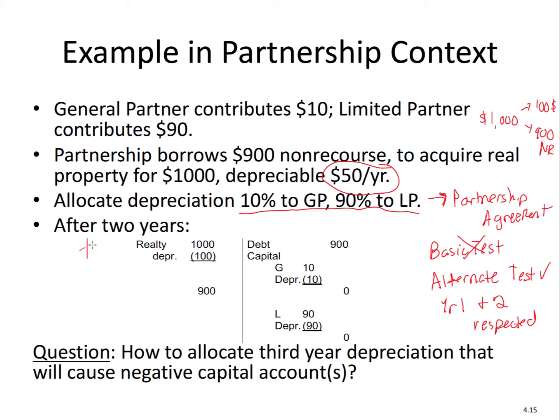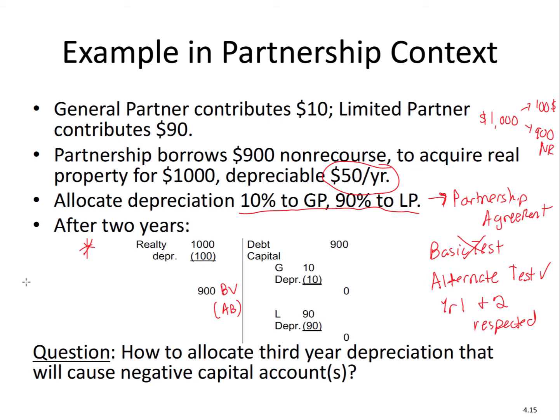Here, take a look at this. We have the realty that we purchased, the depreciation taken $50 per year for 2 years, which gives a book value of $900. Also a basis of $900 as well, the adjusted basis. The debt is $900, which is the non-recourse liability, right? The capital accounts, G has gone down to 0, L has gone down to 0.